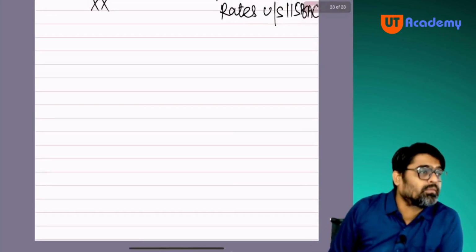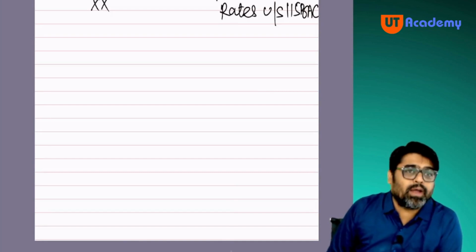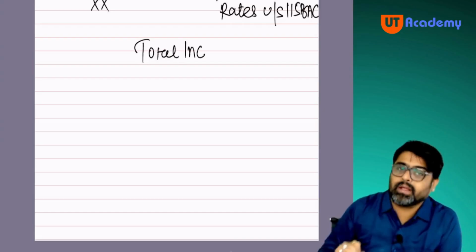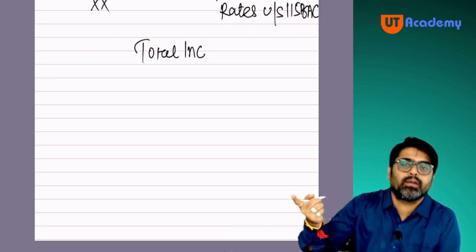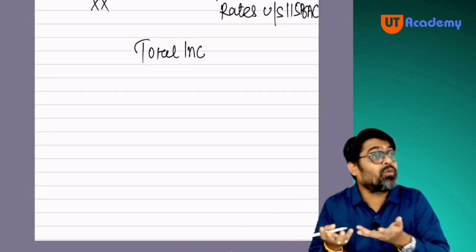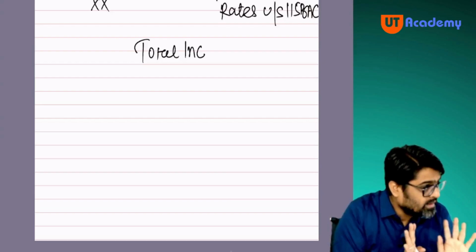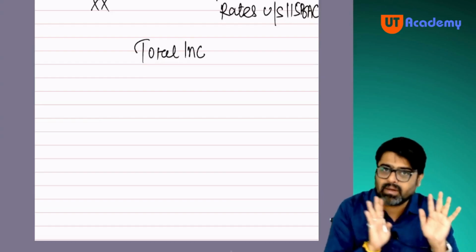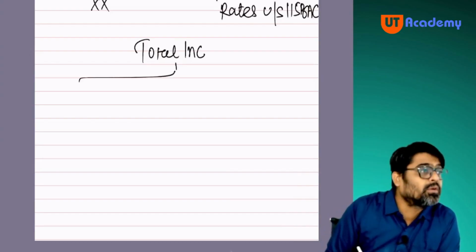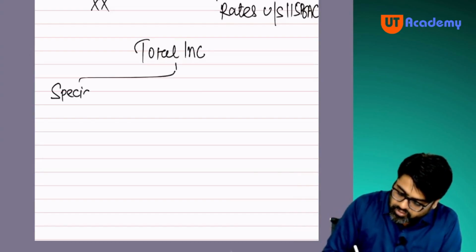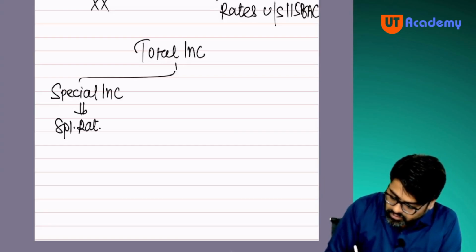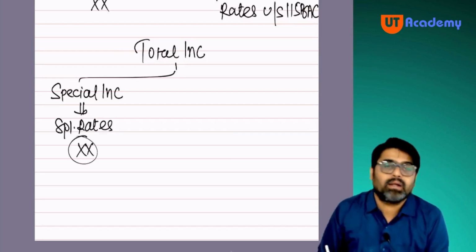Are you an individual, HUF, AOP, BOI or AJP? Calculate your total income without taking deductions and exemptions? No. We are shifting out, meaning we will claim all the available deductions and exemptions. By taking all the available deductions and exemptions, we have calculated our total income. Now from this total income, on the special incomes, we will apply what rates? Special rates. We are getting the tax liability.